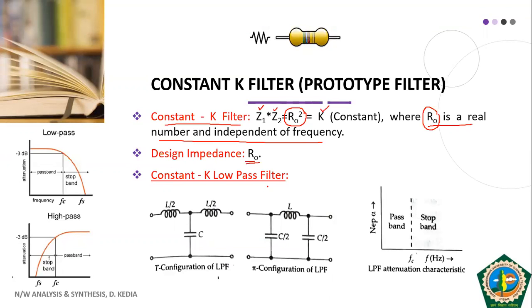First is the constant K low pass filter. In the constant K low pass filter, we have two types of configuration. One is known as the T configuration and another is known as the pi configuration. In the T configuration, we have inductors in the series arm and the shunt arm has a capacitance. In the pi configuration, we have L in the series arm and C by 2 in the shunt arms.